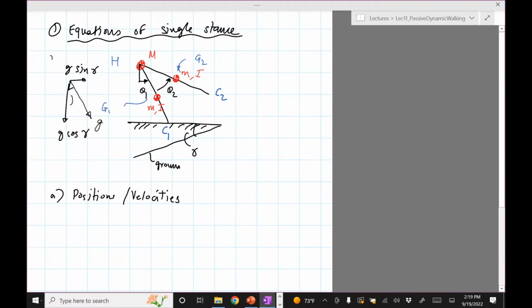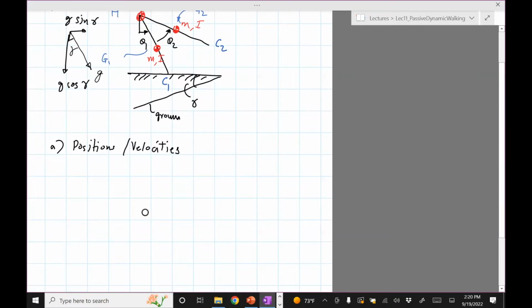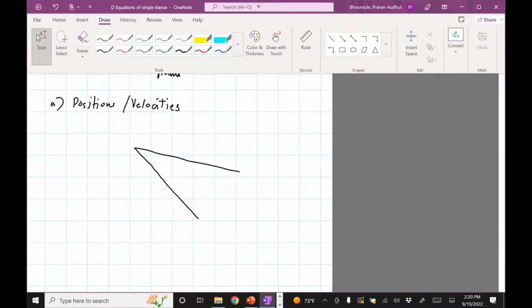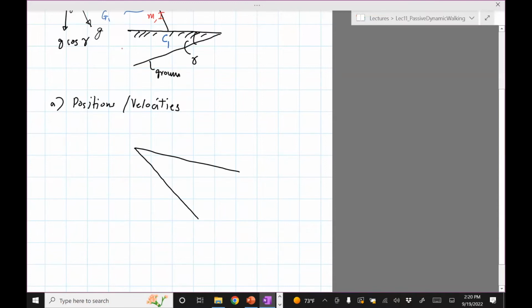G, this is gamma, better. Okay, so x0, y0 is some point along the slope. Now let's start putting frames. This is my link 1, and that's my link 2.